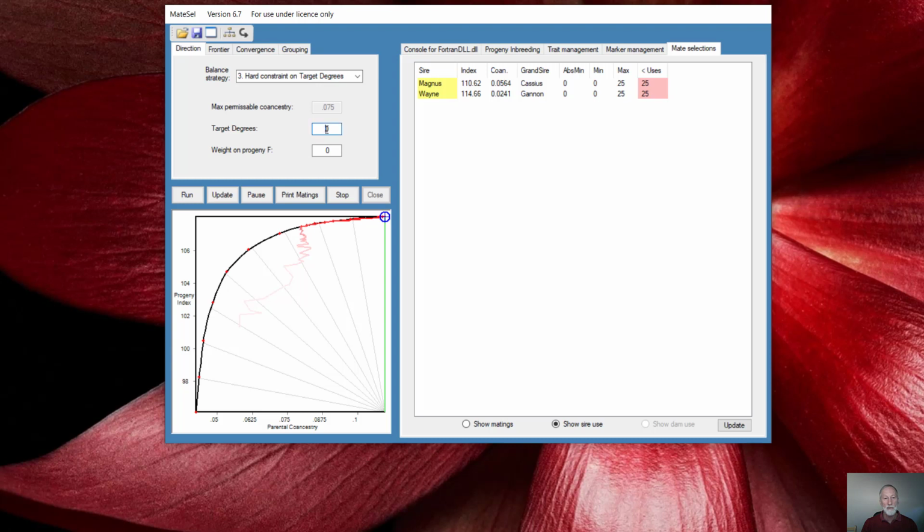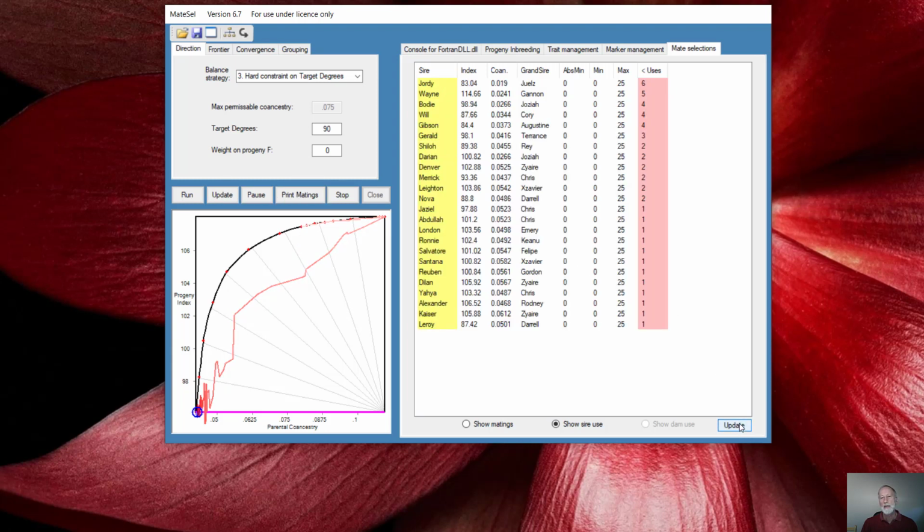Let's now go for maximum diversity, which is 90 degrees. And if I click update, even before it's settled down, we will see that there is a much larger number of sires used to give more genetic diversity. We still have 50 matings, and we see that some sires are used more than others, which may be surprising, but of course Majority here is the most lowly related sire to the rest of the population, and he's most new blood, if you like, and therefore he gets more matings than others.